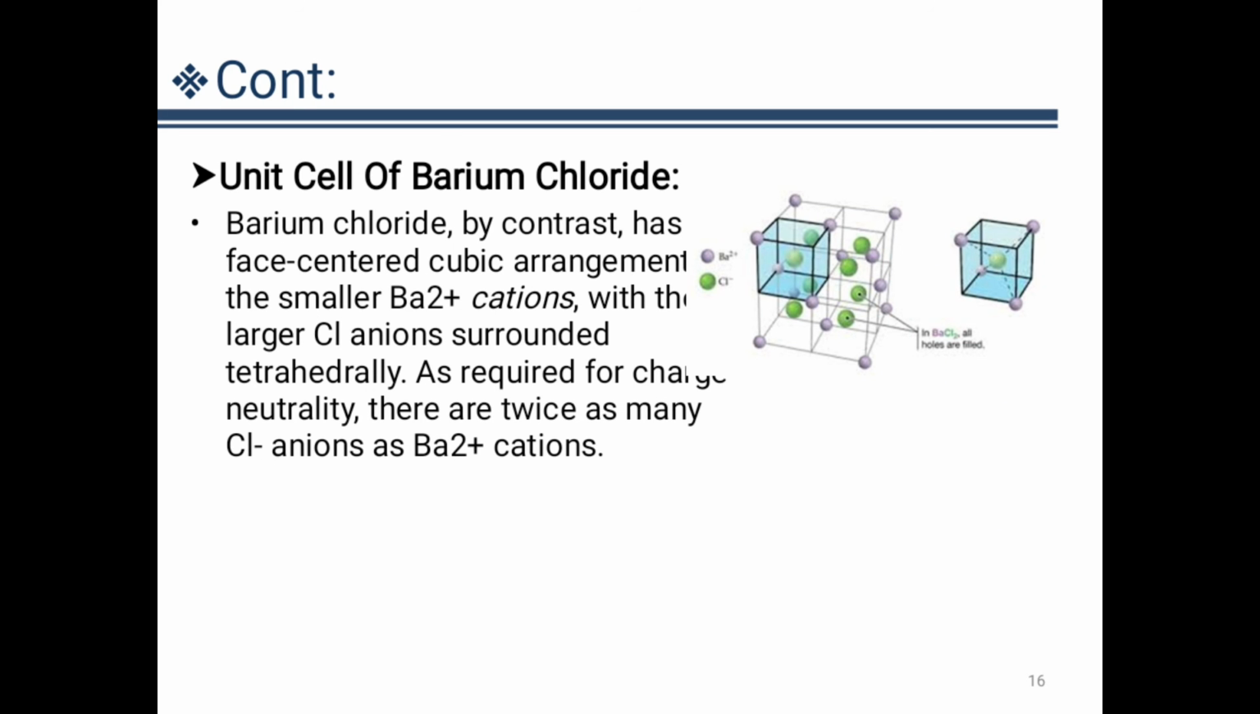So, unit cell of barium chloride. Barium chloride by contrast has a face center cubic arrangement. The smaller barium, from which 2 electrons are removed and it becomes a cation, is with the larger chloride anions surrounded tetrahedrally. As required for charge neutrality, there are twice as many chloride ions as barium, 2 positive cations.